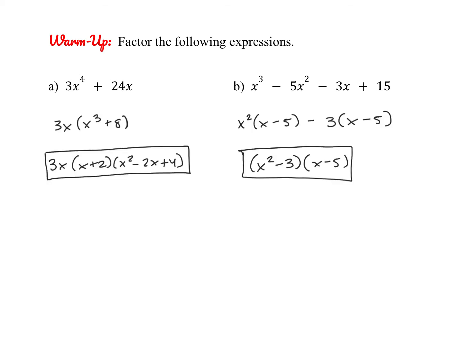Alright, go ahead and check here. For the first one, first you have to factor out the GCF of 3x. Then you can factor this more using the sum of two cubes formula. And then for part B, you can factor this by grouping, and you end up with x squared minus 3 times x minus 5.